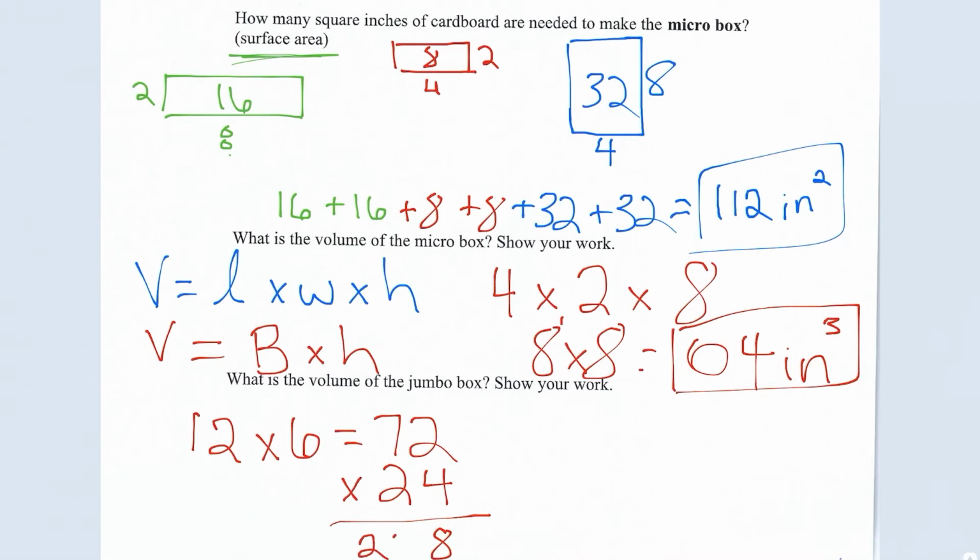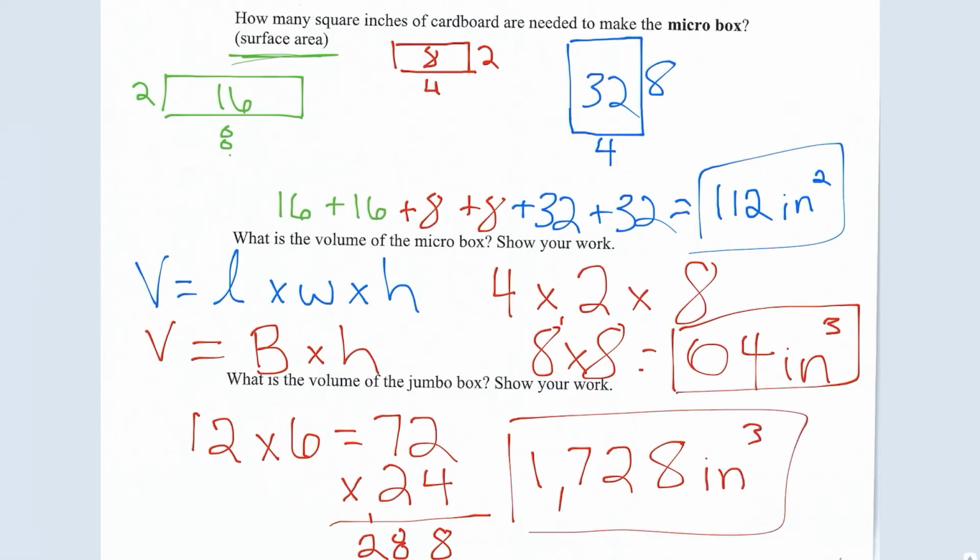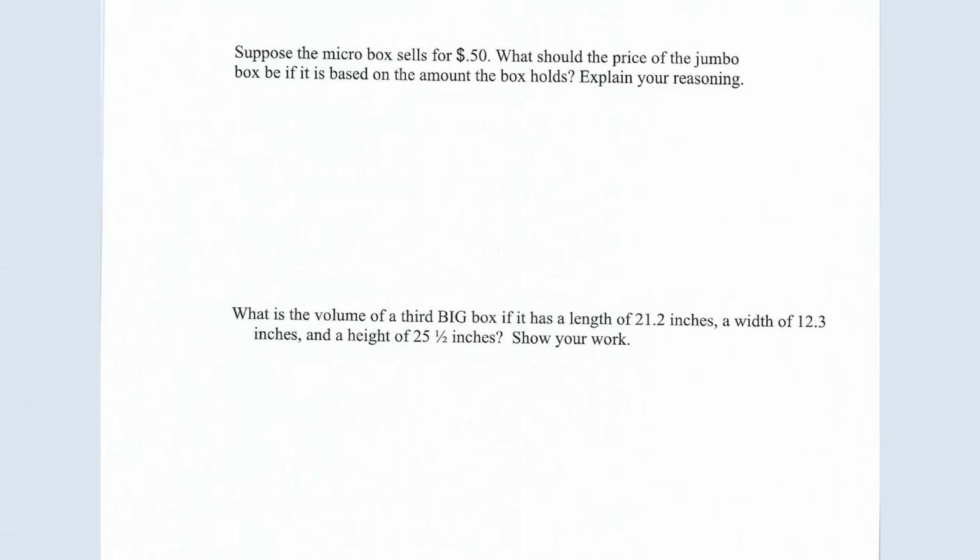So that's going to be 8. That's going to be 28. That's going to be 4. And that's going to be 14. So when I add these together, I get 8. That's 12, carry the 1, 6, 7, 1,728. And we are still in cubic inches. Okay, you guys, hang in there. We're almost done. Final page.